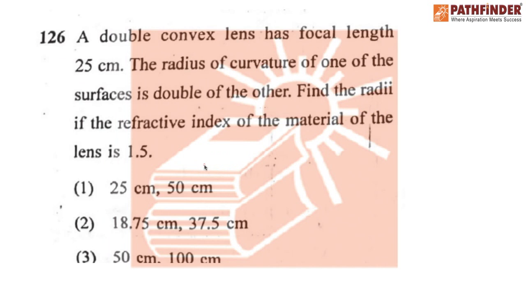A double convex lens has focal length given. The radius of curvature of one of the surfaces is double of the other. Find the two radii if the refractive index of the material of the lens is 1.5. Okay, so I am using lens maker's formula. It's (1.5 minus 1) times (1 by r plus 1 by 2r). This is equal to 1 by 25. So it's quite easy. You can determine r is equal to 18.75 from here. So correct option is 2, 18.75, and double of it, 37.5.